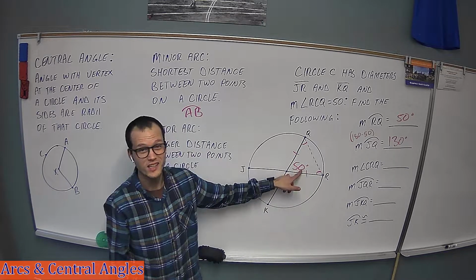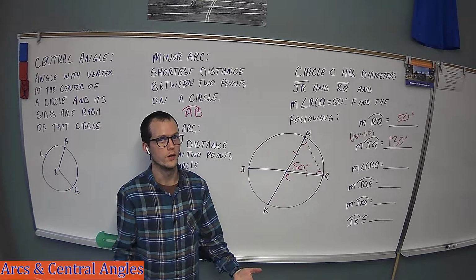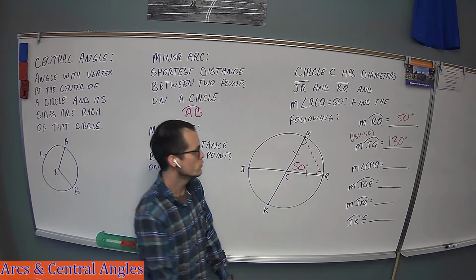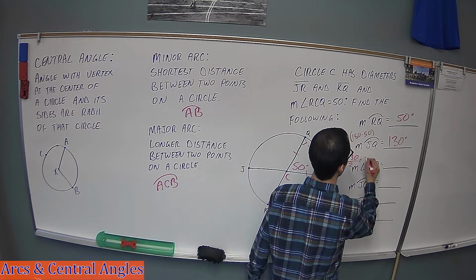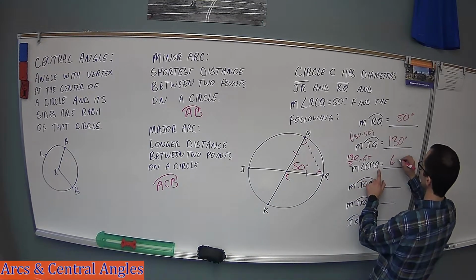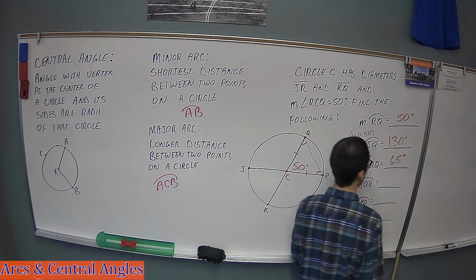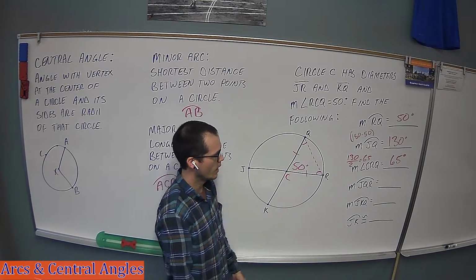50 of it's already occupied. These two need to add up to 130. We know that they're the same. 130 divided by 2. Let's put that here. 130 over 2 is 65. So the measure of angle CRQ is 65 degrees. I know that one's a little funky. You may need to chew on that one for a minute. I'm going to keep going though.